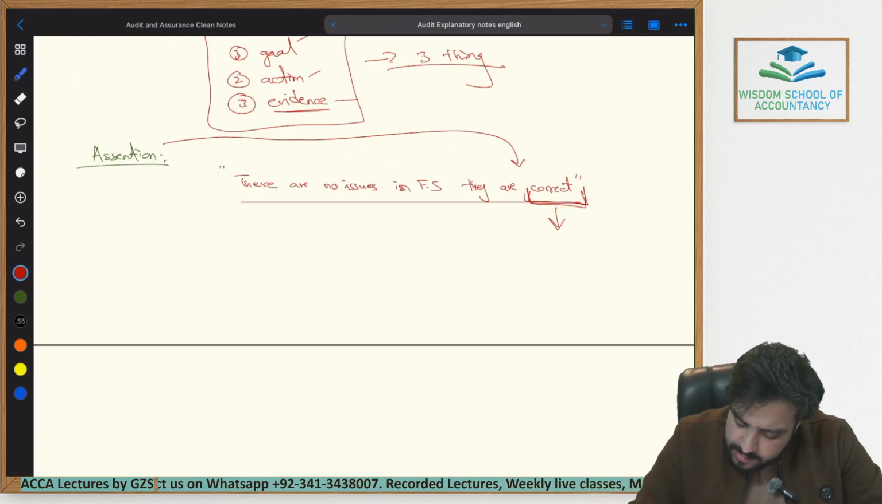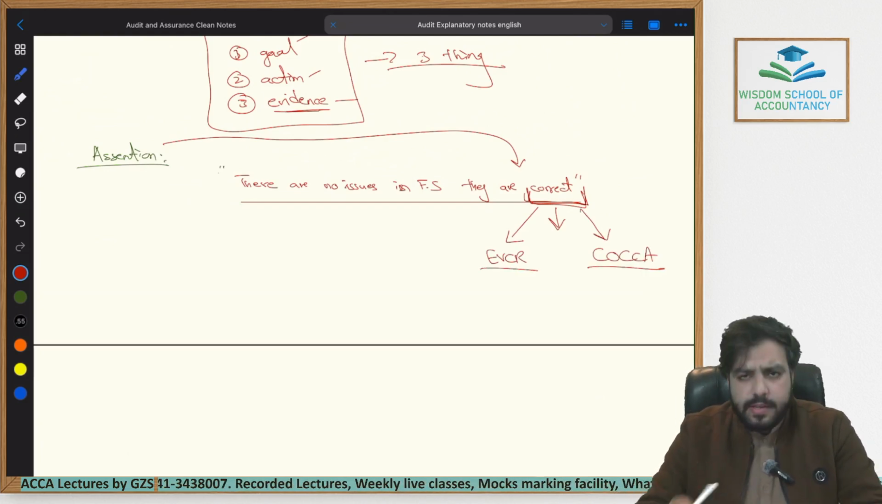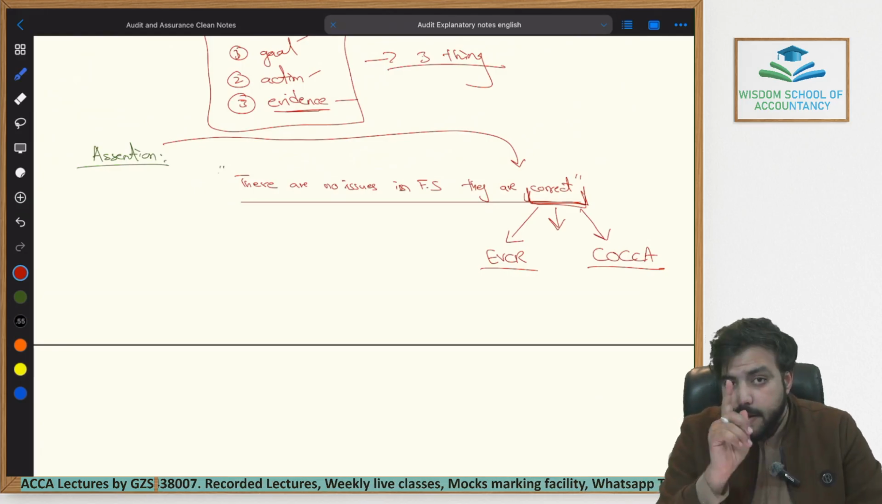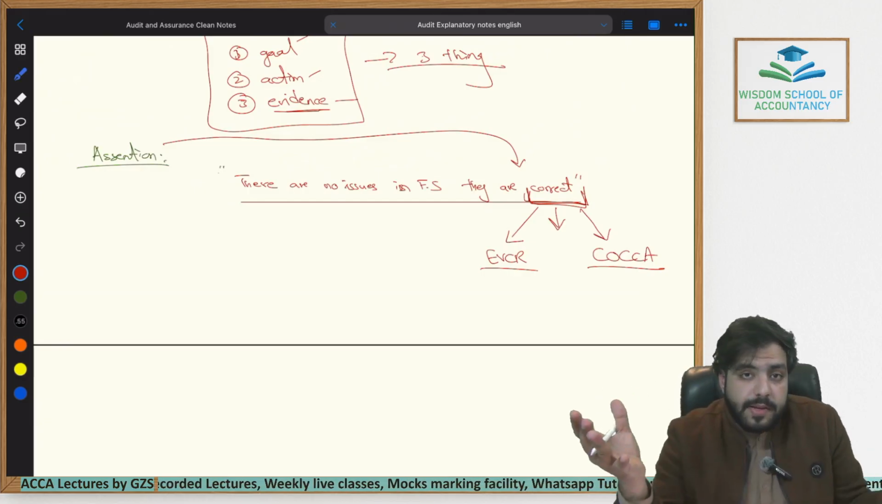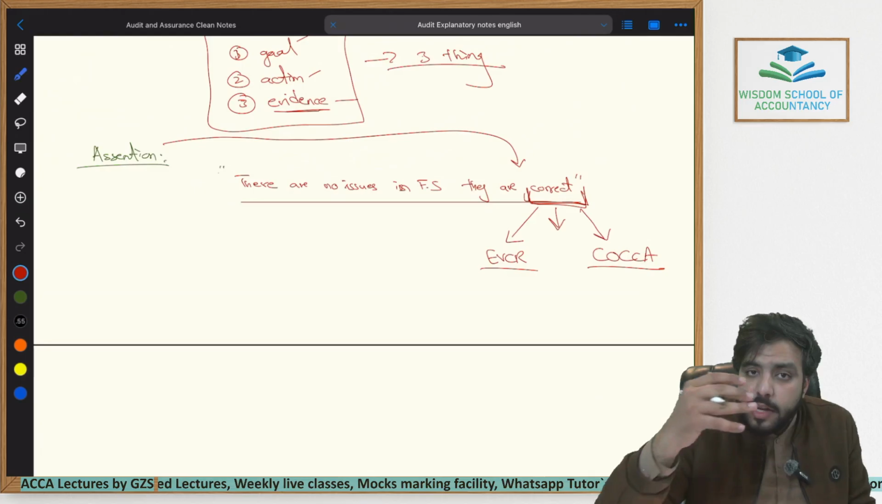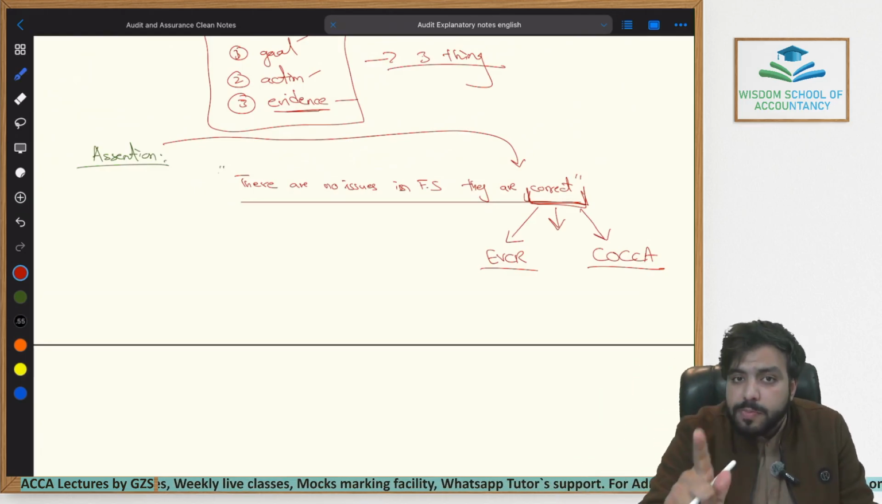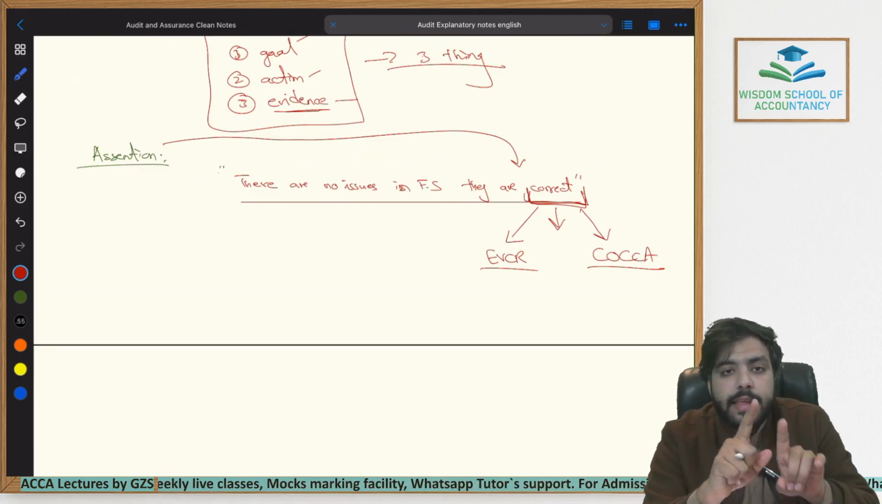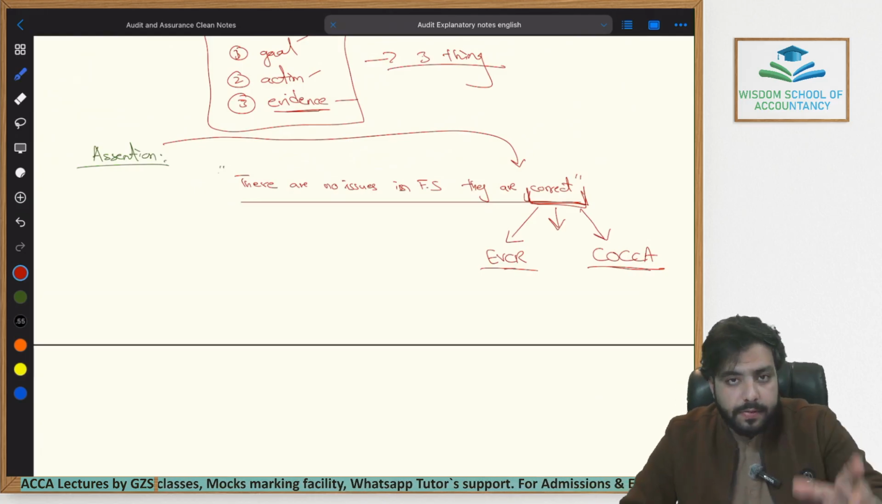Whenever management says that our financial statements are correct, they basically mean two things: that there is no EVCR issue and there is no COCA issue. Remember these acronyms for now. We will discuss them. But remember this: assertion means that the management is saying that our financial statements are correct. Basically, management is trying to tell the auditor that there is no EVCR issue and no COCA issue overall within the financial statements.